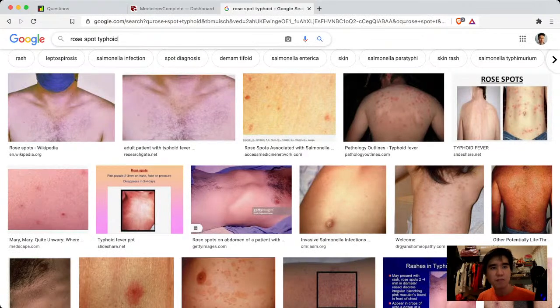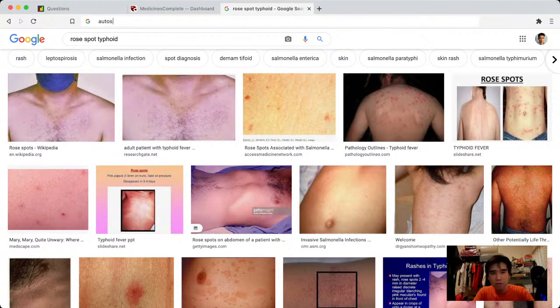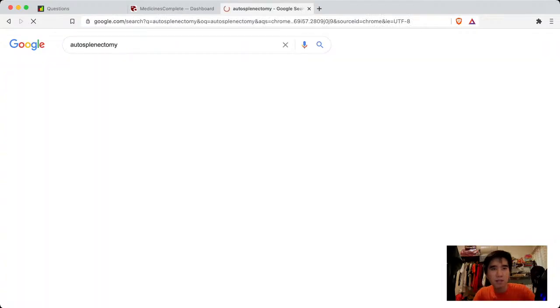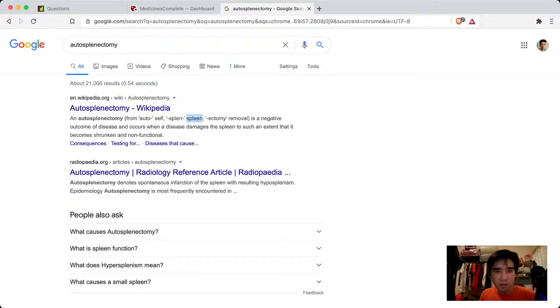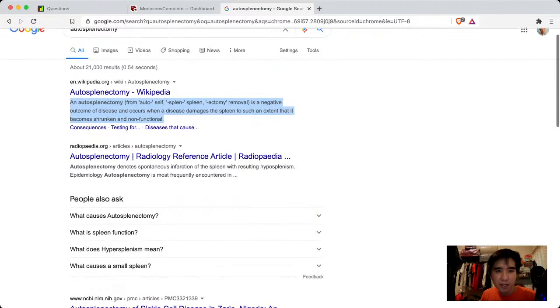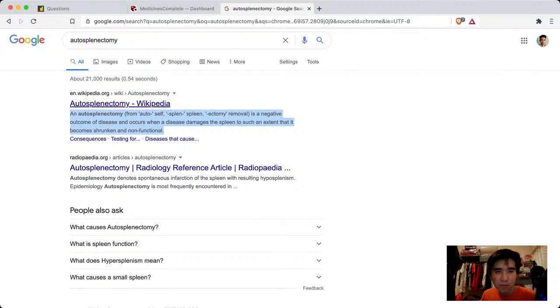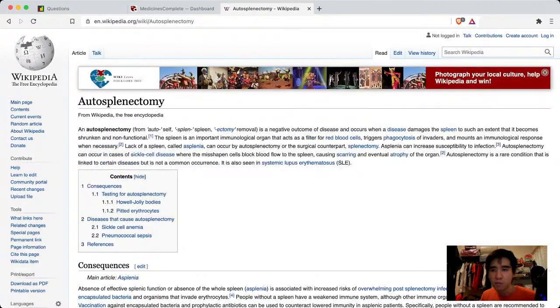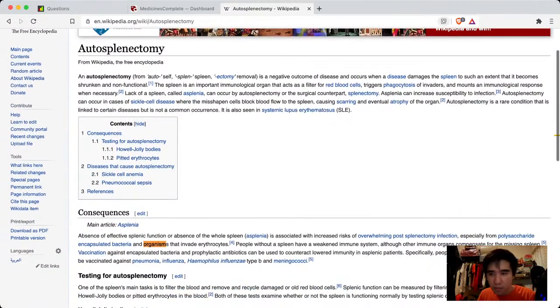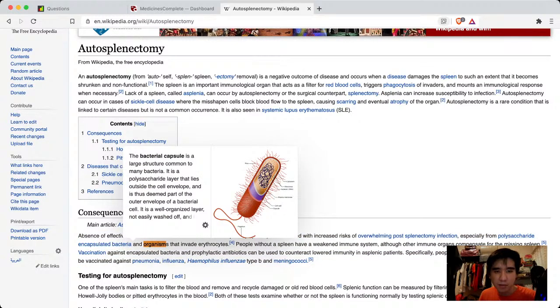I can try and find some information on it. Autosplenectomy: self removal. A negative outcome of disease that occurs when a disease damages the spleen. They become more susceptible to certain organisms. They become more susceptible to encapsulated bacteria. And Salmonella typhi is one of them.